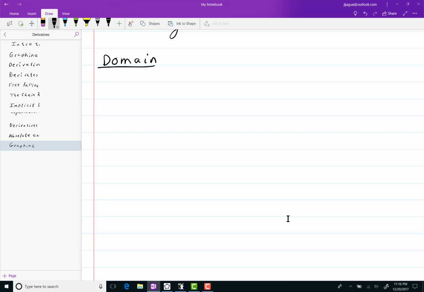For the domain, the x that's on the outside of the square root can be anything, so there's no restriction on what x can be based on that. However, inside the square root, whatever's in there, we have to take and make sure that it's greater than or equal to 0. So that's what I'm going to try to solve.